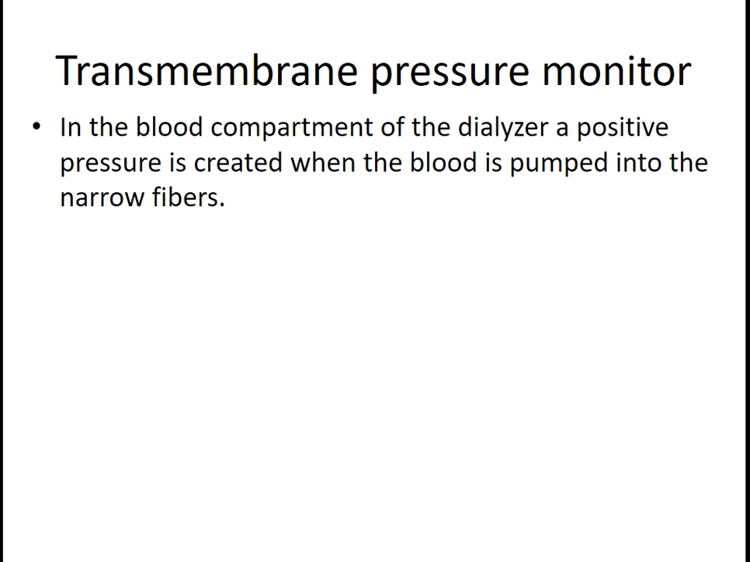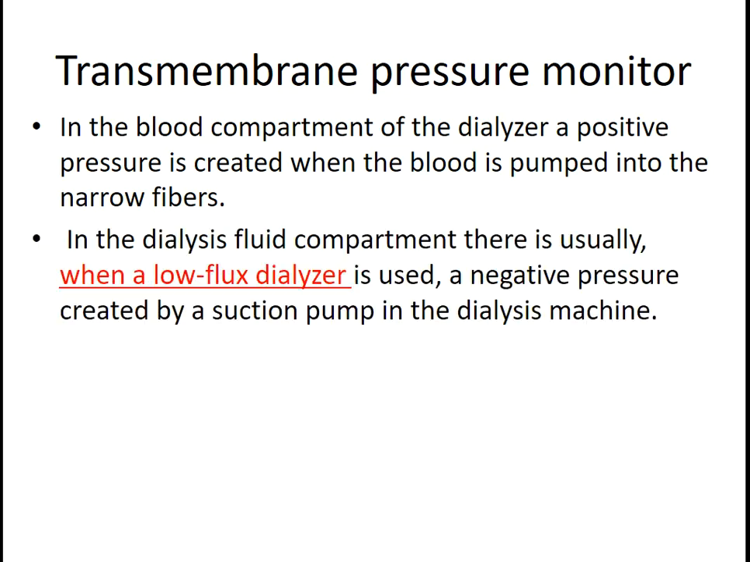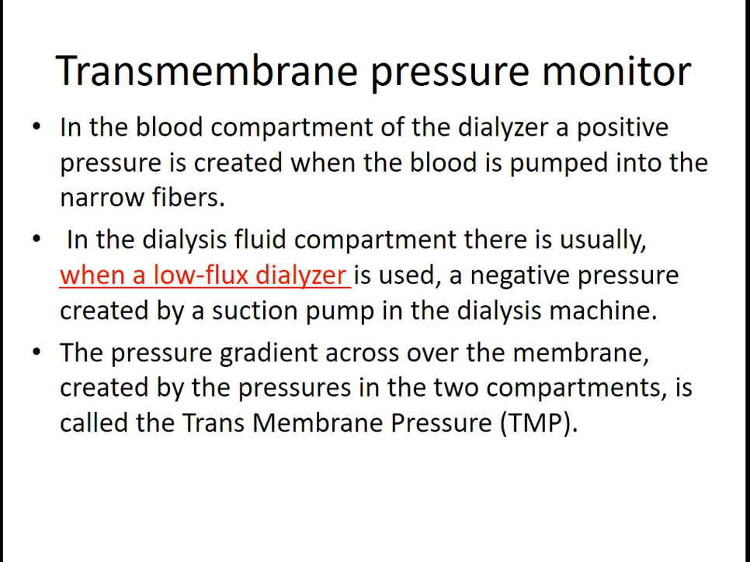In the blood compartment of the dialyzer, a positive pressure is created when the blood is pumped into the narrow fibers. In the dialysis fluid compartment, usually when a low flux dialyzer with a low dialyzer KUF is used, a negative pressure is required and created by a suction pump called the ultrafiltration pump in the hemodialysis machine. The pressure gradient across the membrane created by the pressures in the two compartments, the blood and the dialysate compartment, is called the transmembrane pressure in millimeters of mercury.